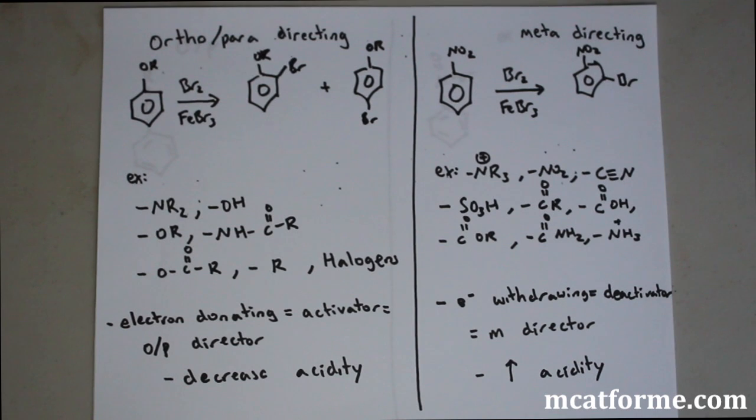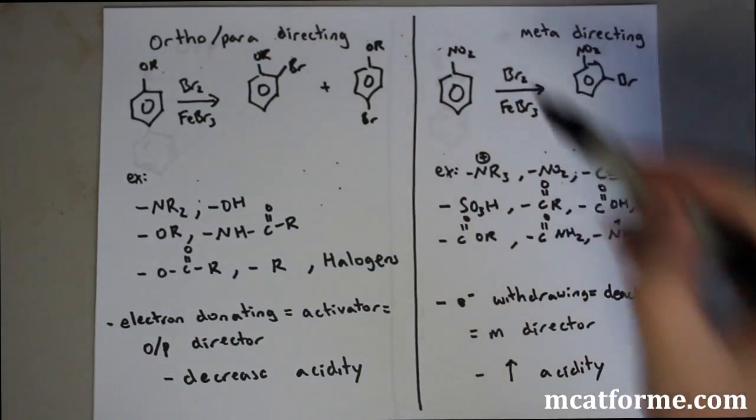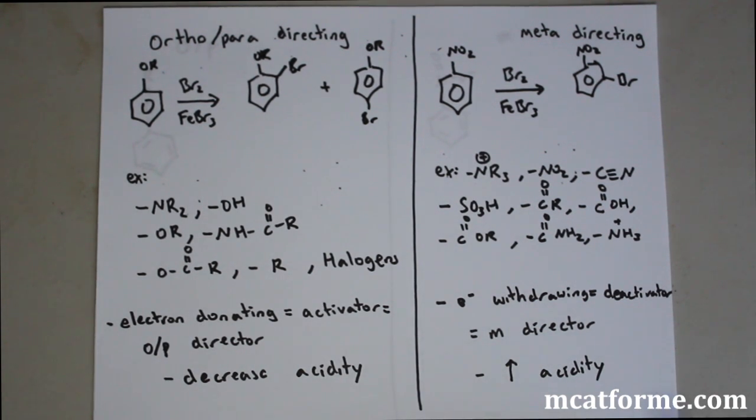But a basic generalization we can say is if it's electron donating, it's going to be an activator, and it's going to be ortho-para directing. So if it can donate electrons, then it's ortho-para directing. If it's electron withdrawing, and I'm always talking about these groups right here, so like NO2 would be electron withdrawing, it's also known as a deactivator, and it's going to be a meta-director. One very important thing to keep in mind is acidity. Remember I said before that knowing if something is more acidic or less acidic is very important for the MCAT. If it's ortho-para directing, it's going to decrease acidity. Meta-directing is going to increase acidity.